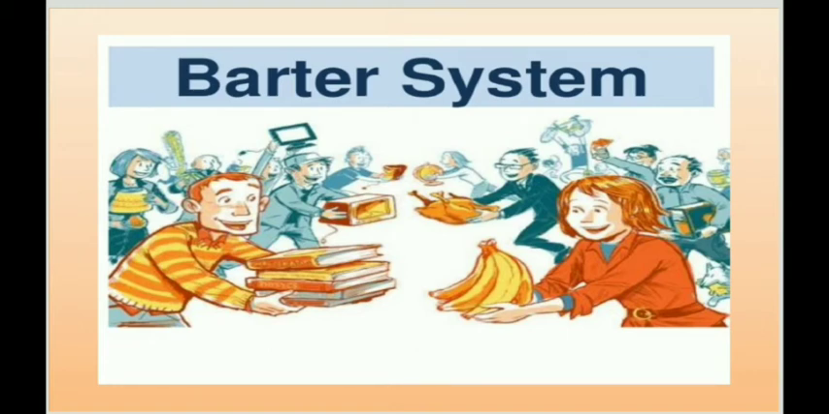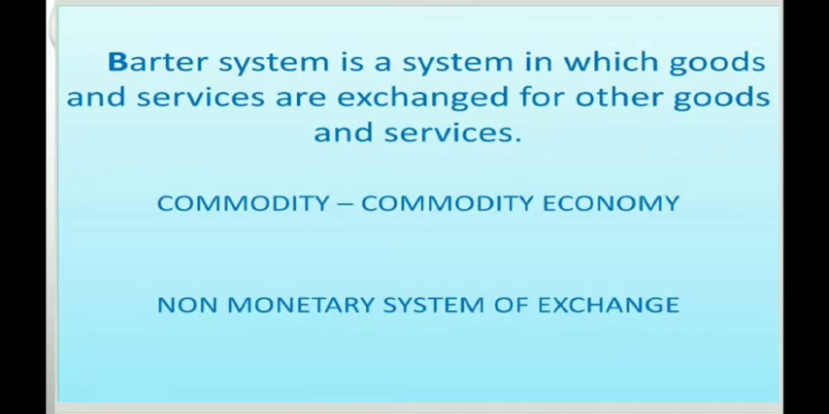Before money was invented, the primitive world's trade was carried out according to the barter system of exchange. In the beginning of civilization, human needs were simple and limited. People used it to exchange goods with each other to satisfy their wants. Barter system is a system in which goods and services are exchanged for other goods and services. An economy where there is a direct barter of goods and services is called a barter economy or commodity economy. It is a non-monetary system of exchange.